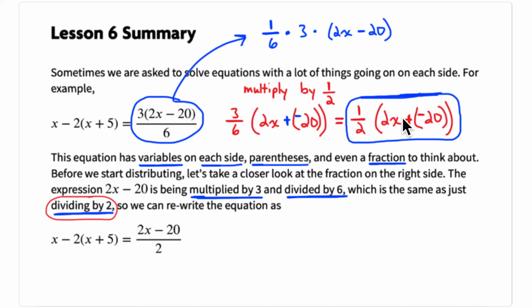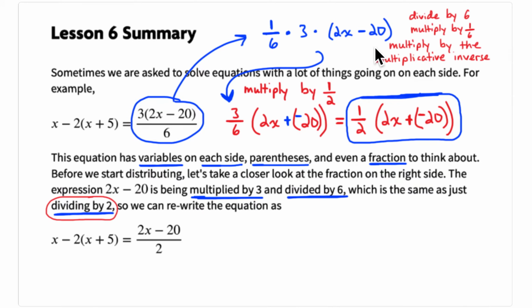separate that out a little bit more and realize that dividing by 6 is the same as multiplying by the multiplicative inverse. So what's the multiplicative inverse of 6? It's 1/6. So rather than divide by 6, I can multiply all of this by 1/6. So 1/6 times 3 times 2x minus 20. I left this as minus 20. So divide by 6 is the same as multiplying by 1/6. So multiply by the multiplicative inverse.